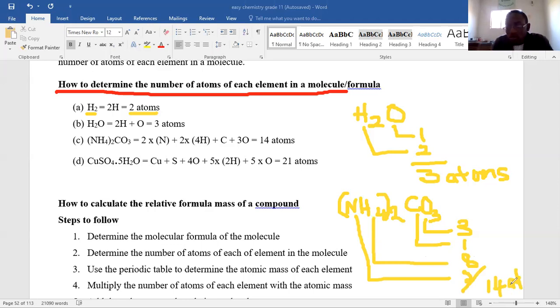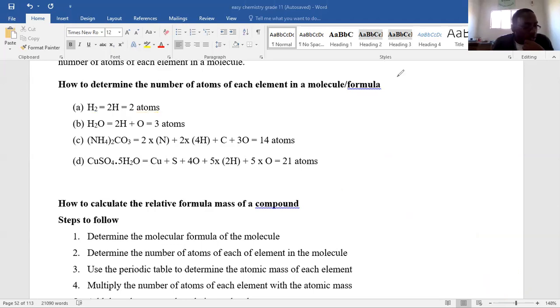There's a reason why this will help us to calculate the relative formula mass or the relative molecular mass. Let's look at copper sulfate, CuSO4, which is called hydrated copper(II) sulfate. How do we calculate the atoms in hydrated copper(II) sulfate?